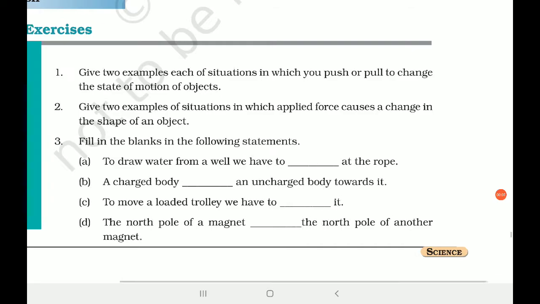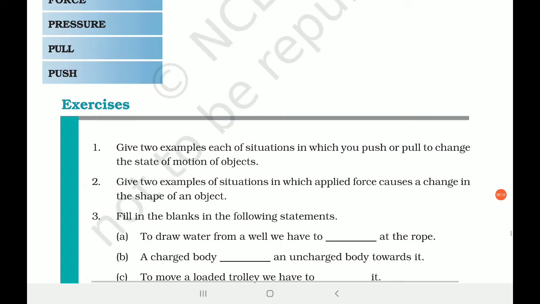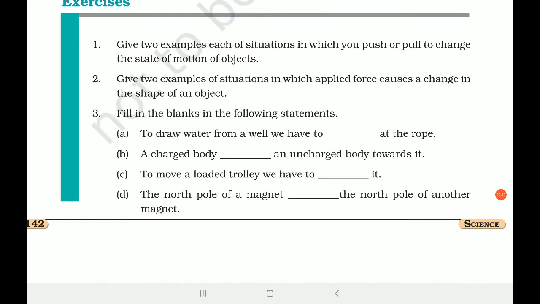In this session, we will be working on the exercise of force and pressure. So let's understand one by one question. Orally, I'm going to discuss all the answers of the questions. It is very simple, very interesting.